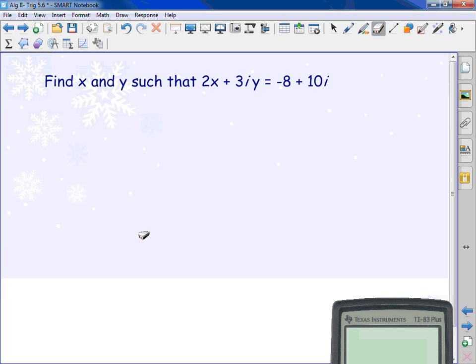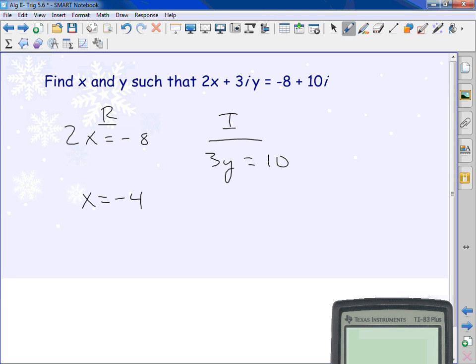I want you to try this one. To solve this, what gets paired up together? 2x and the negative 8 are your reals. And your imaginaries are 3y equals 10. We don't need to put the y or the i's on there. x is negative 4. y is 10 thirds. So the real part is negative 4. The imaginary part is 10 thirds.